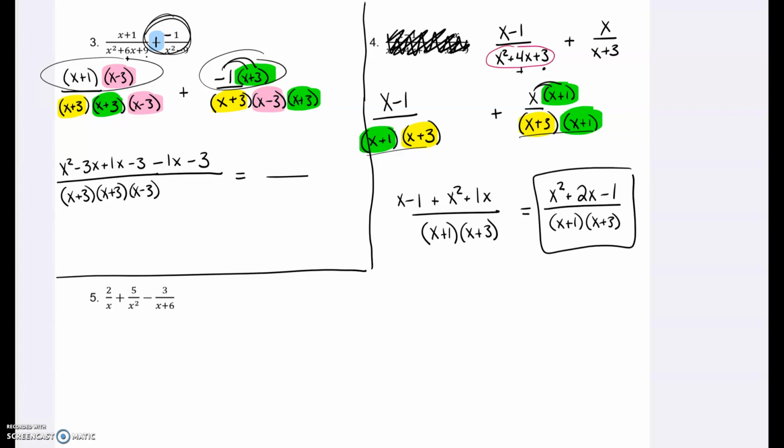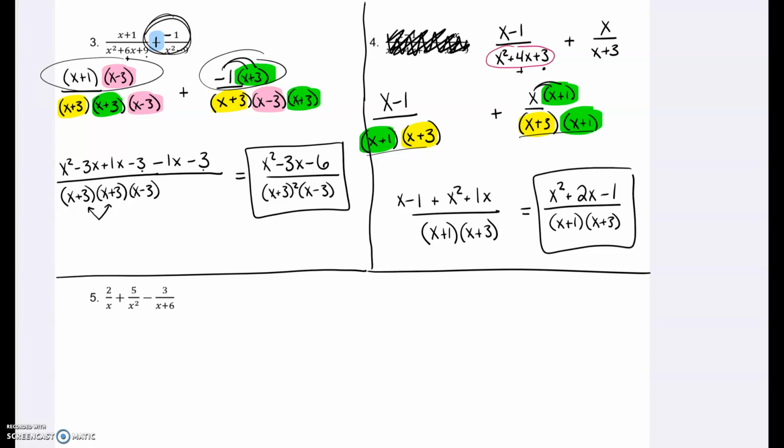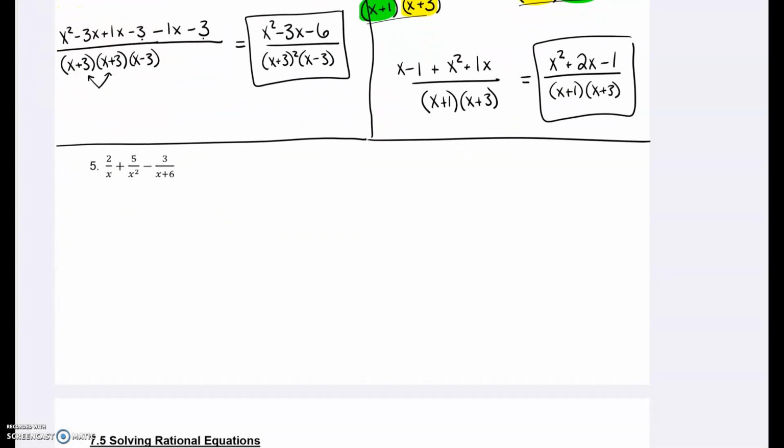Now we can combine like terms. On the top, we have x squared, negative 3x plus 1x minus 1x, so that's just negative 3x. And negative 3 and negative 3 is negative 6. On the bottom, because there are two of these, x plus 3 and x plus 3, we can write it as x plus 3 squared, x minus 3. Okay, number 5 looks a lot more difficult than it is. It really is not difficult at all.